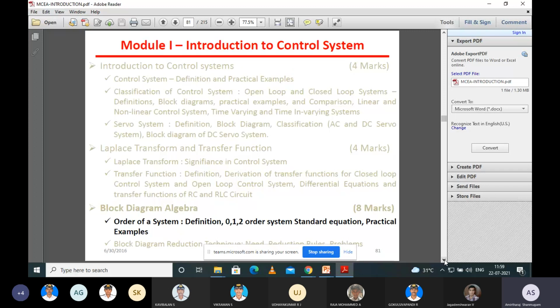At the time of discussion, we can understand what a zero order system, first order and second order system is. If a system is given, identify whether the system is 0, 1 or 2 order, like that. One practical example is also given. We should write the transfer function, then we can understand the order of the system. Like that, we should be able to face the technical questions also.